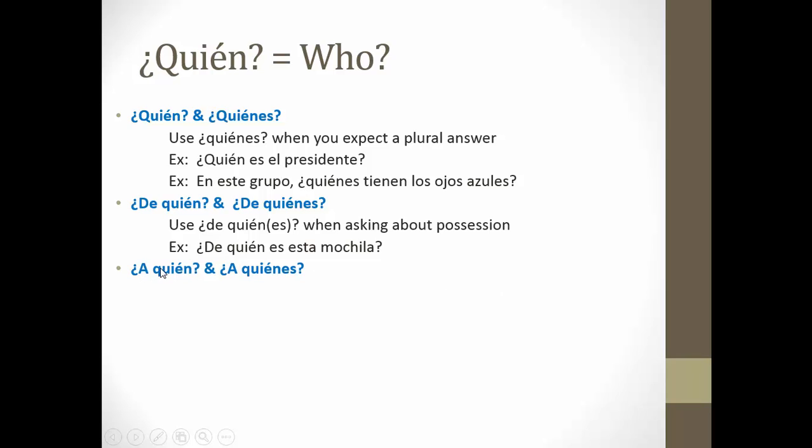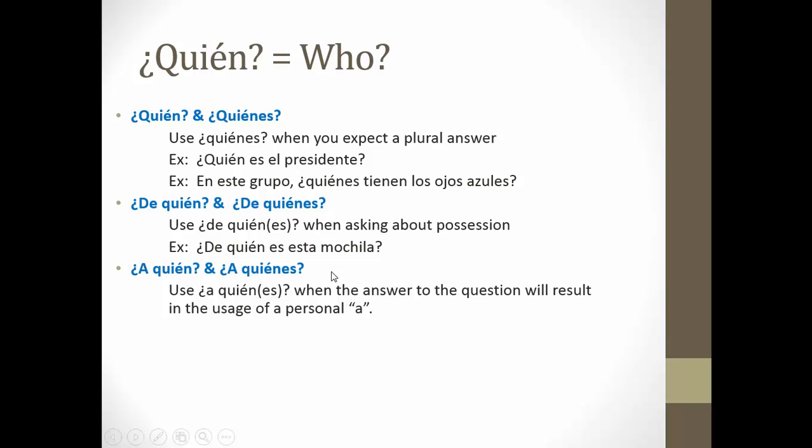Next up, you have a quién versus a quiénes. You need to use a quién or a quiénes when the answer to the question will result in the usage of a personal a. Okay, remember you need to use a personal a when your direct object is a person. Let's look at this question. Who do you visit after school? I visit my grandma. Okay, grandma is the direct object here and she's a person. Okay, so I need the personal a here and in my question.